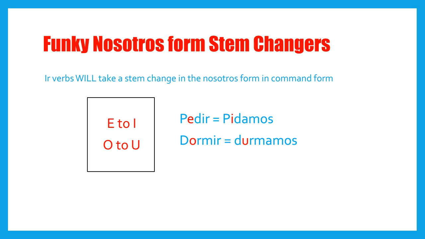This is somewhat similar to the preterite stem changers. If you will remember, preterite stem changers do change an E to an I and an O to a U, but at least even in the preterite, they respected the fact that that doesn't happen in the nosotros form. And of course, when we get to the command form with the nosotros form, then they just want to throw that all out the window. But this is something that you need to know and something you need to watch for.